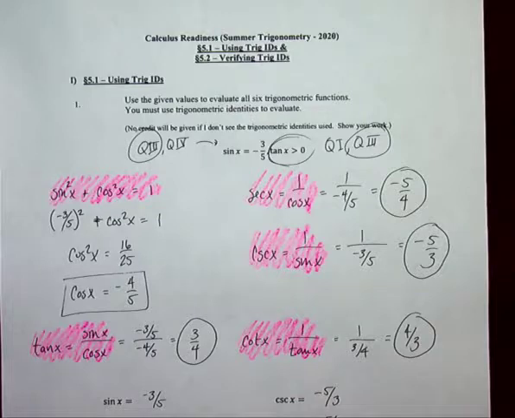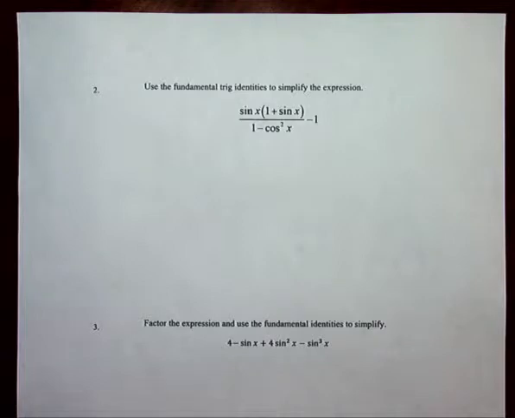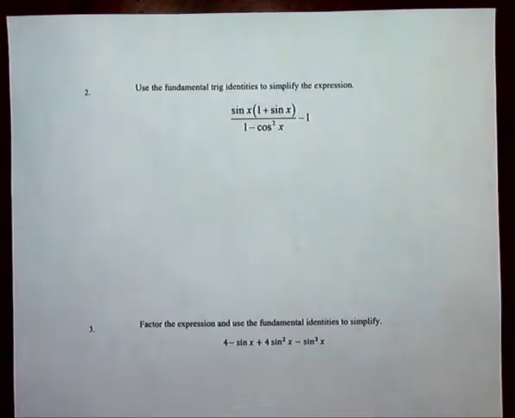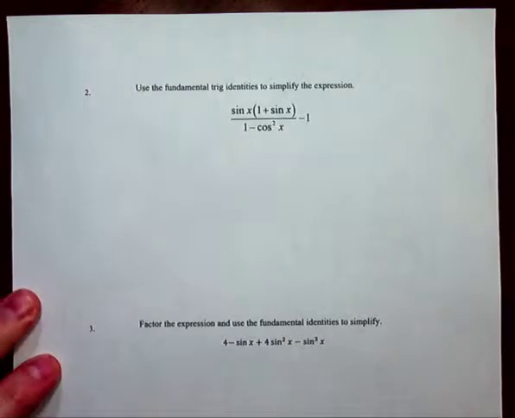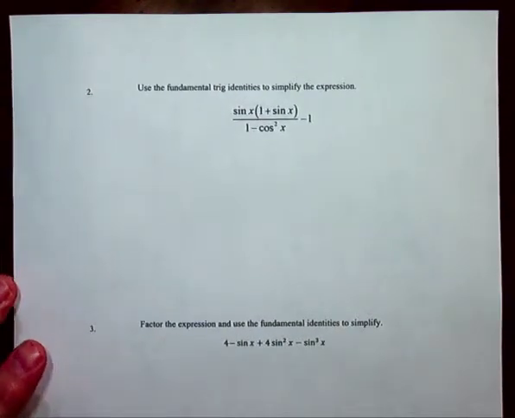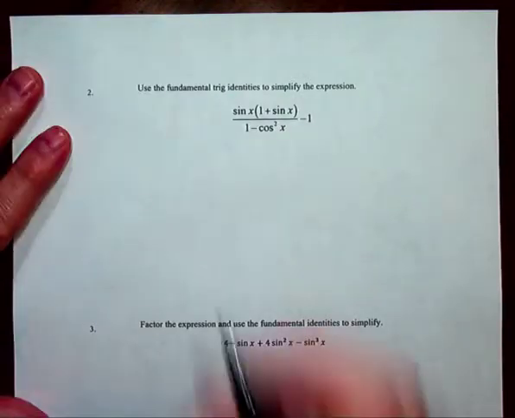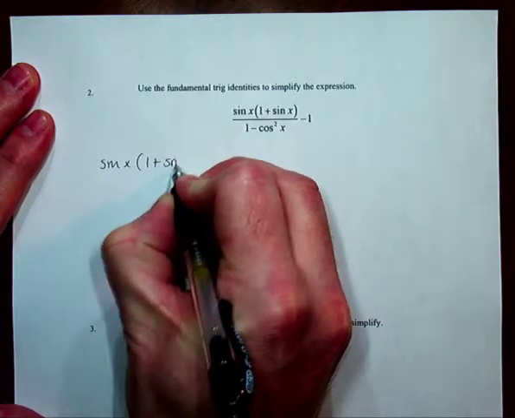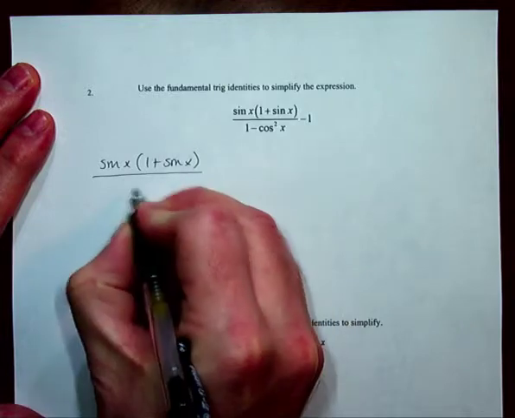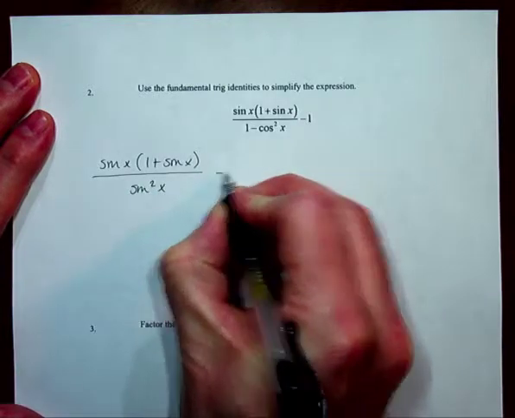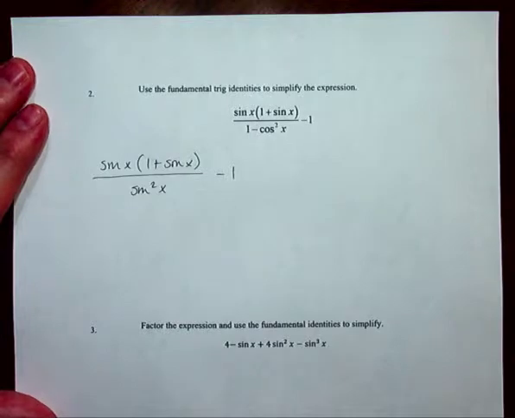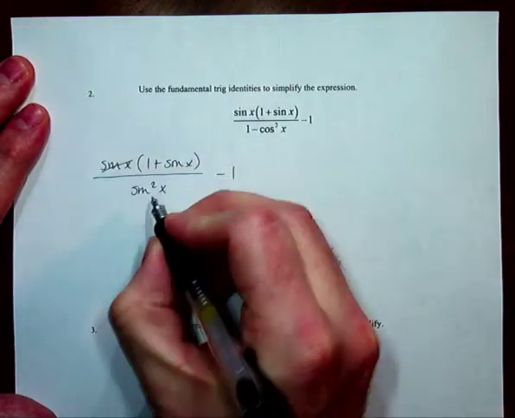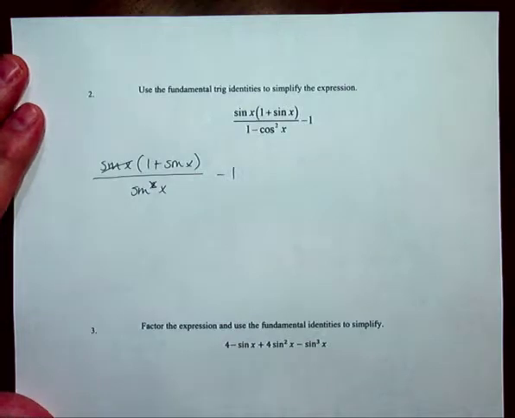Okay, let's go ahead and move on. This one said use trigonometric identities to simplify the expression. This actually simplifies way down. There are several ways that you can do this. The easiest way probably is the very first thing to do is to turn this denominator by means of the Pythagorean identity into sine squared. Once you do that, this cancels with one of those.